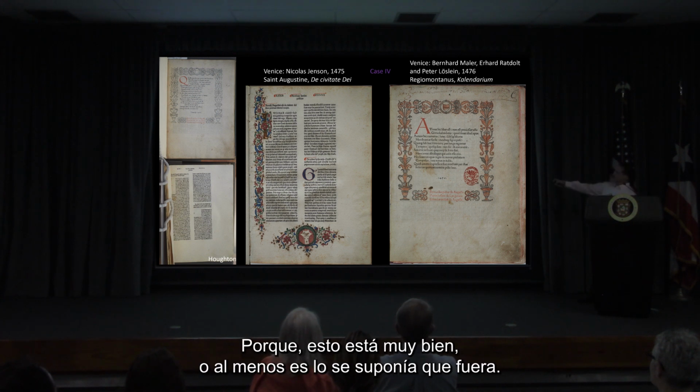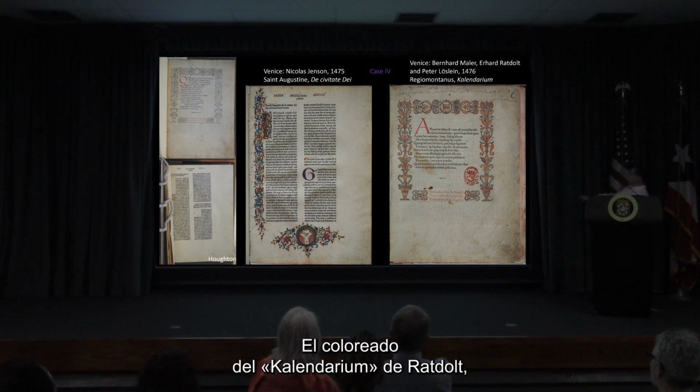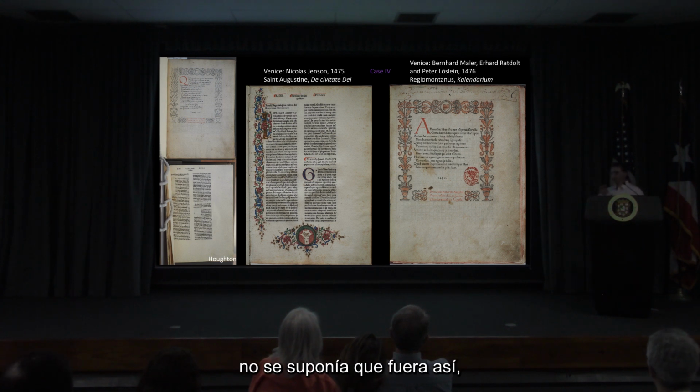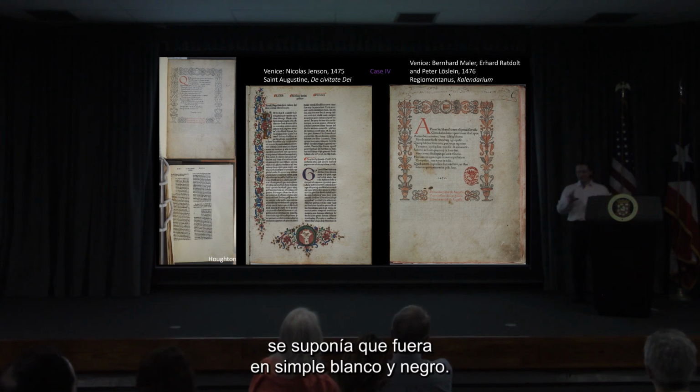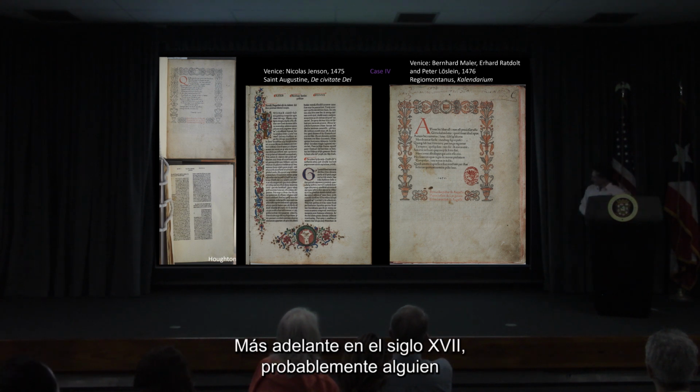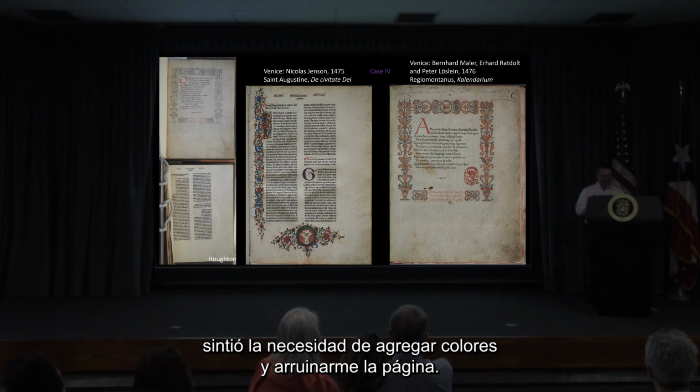Because, okay, this is great, or at least it was intended to be. The coloring instead of Ratdolt's Calendarium was not intended to be. It was intended to be plain black and white. Somebody down the road in the 17th century probably felt the need to add color and ruin my page.